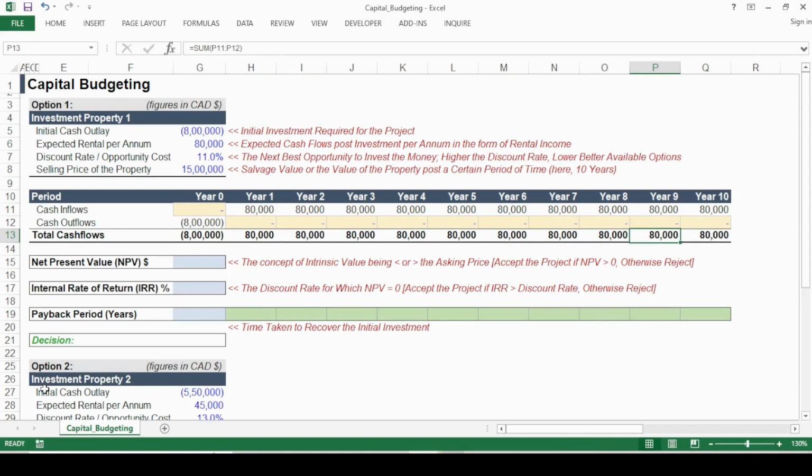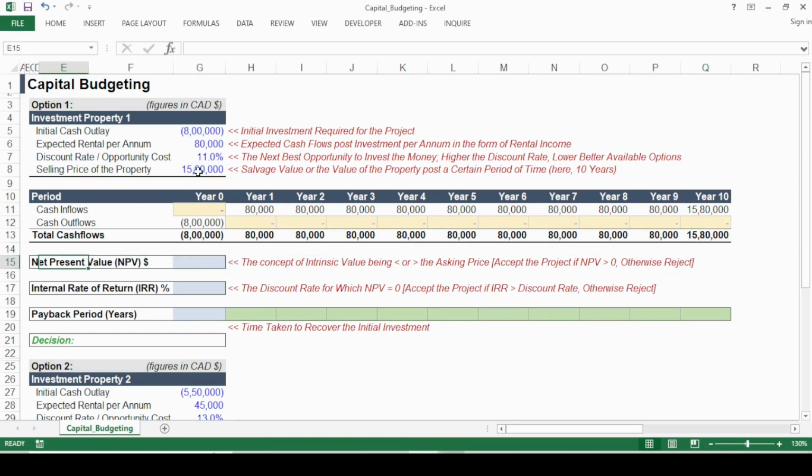And there is one adjustment to be made here, that is in the cash inflows in year 10, along with the rentals, we will also receive the selling price of the property. I'll also add this in the cash inflows. So these are the total cash flows for the 10 years.